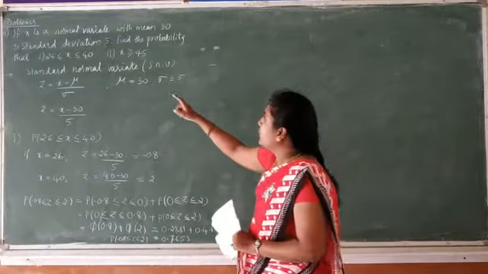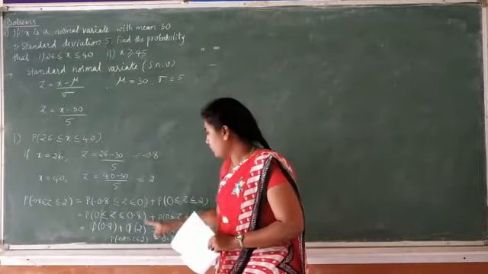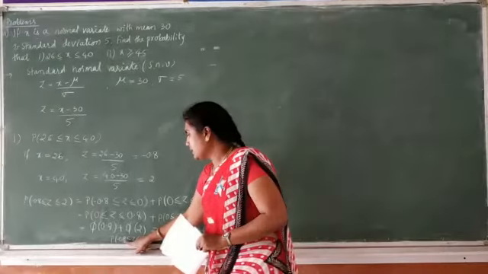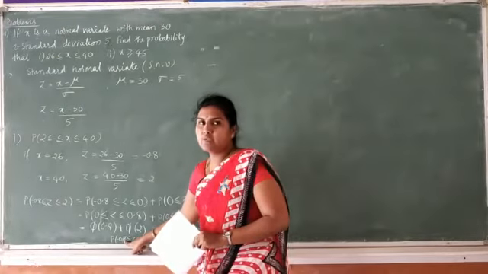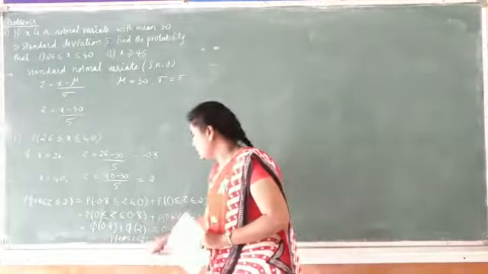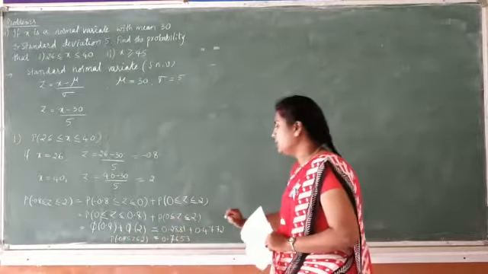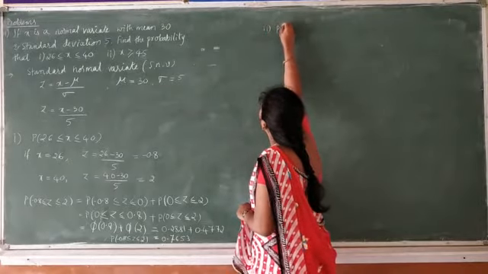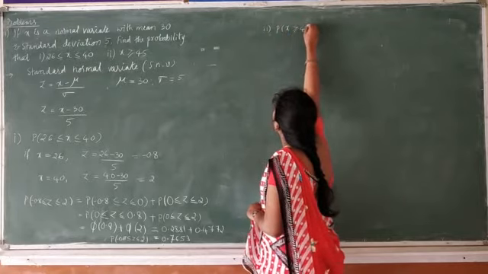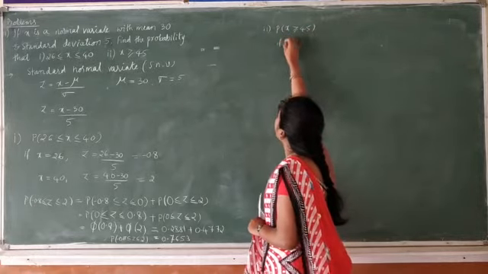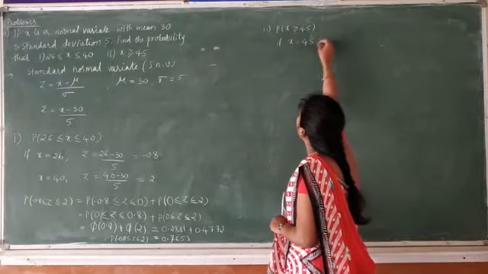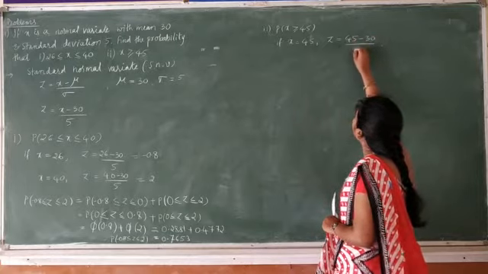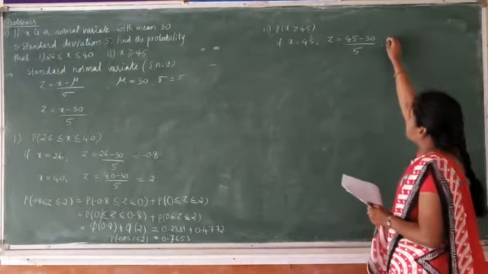So P of 26 less than or equal to x less than or equal to 40 is 0.7653. When x equals 26, z is minus 0.8. When x equals 40, z is 2. Next, the second one: P of x greater than or equal to 45. If x equals 45, then what will be the result? That is 45 minus 30 upon 5, and this equals 3.